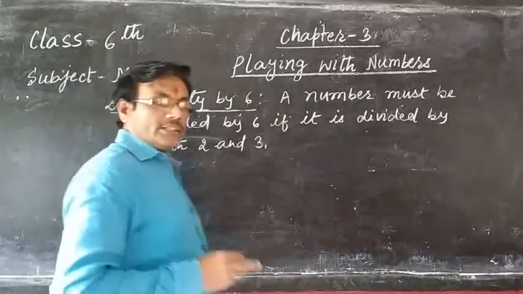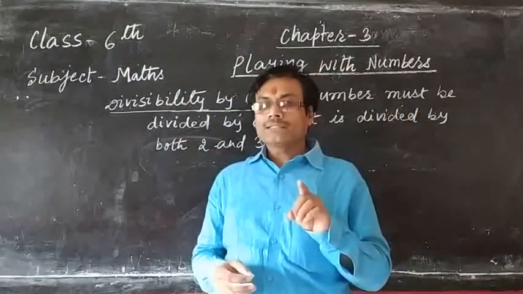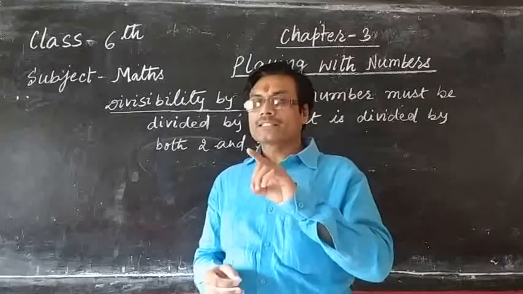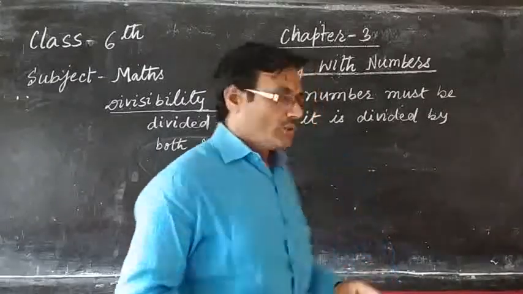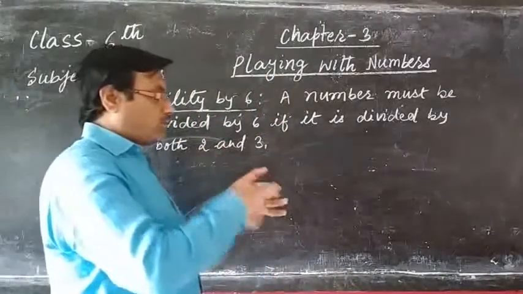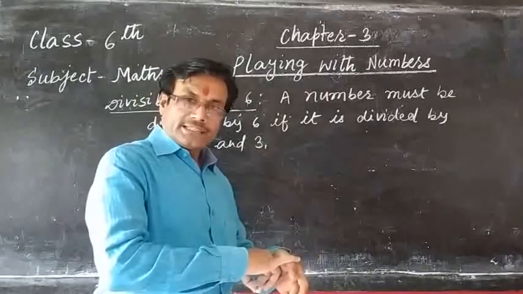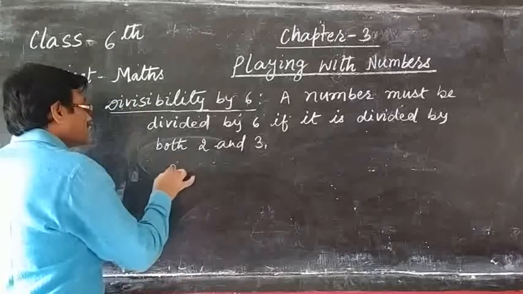Here one thing you have to remember: the number that is divisible by 6 must be an even number. Okay, so it ends with 0, 2, 4, 6 and 8.